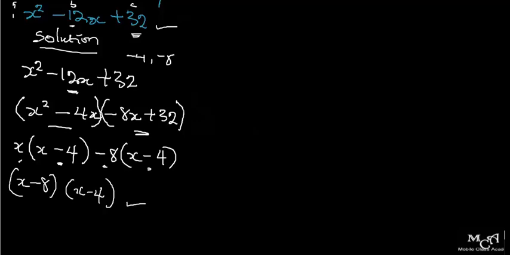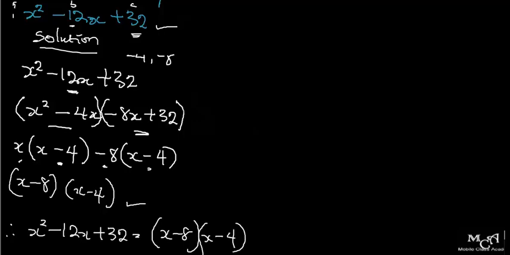So when we are asked to factorize this equation, what we are going to arrive at is x minus 8, x minus 4. Therefore, this equation, x squared minus 12x plus 32, will give us x minus 8, x minus 4. Is that understood? Now we can check if we are right by checking our results. Let us expand the result and see if we will arrive at this equation.